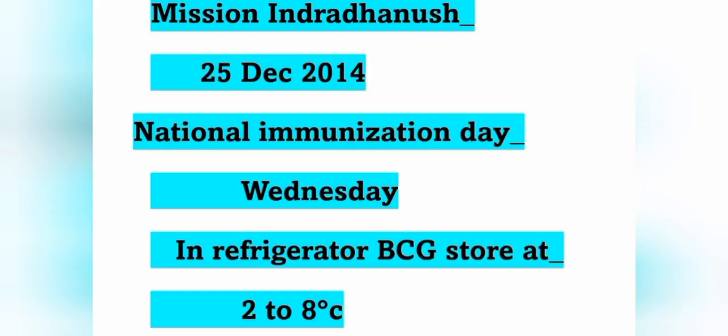Next important point, Mission Indradhanush. Mission Indradhanush was launched in 2014, that is 25 December 2014. It is mainly intended for 7 killer diseases. The vaccines are for measles, diphtheria, pertussis, tetanus, polio, TB and hepatitis B in Mission Indradhanush. National Immunization Day is Wednesday. In a refrigerator, BCG is stored at 2 to 8 degrees Celsius.